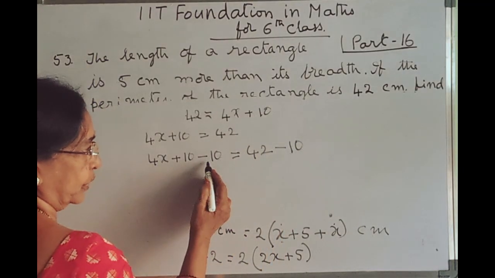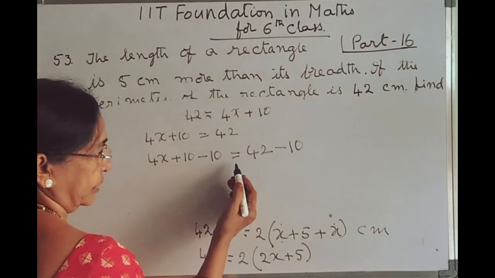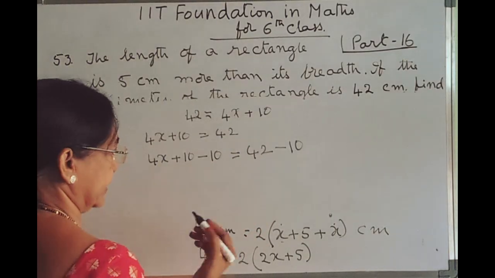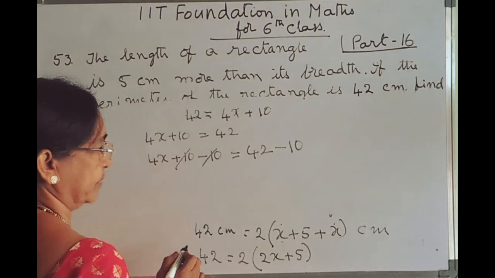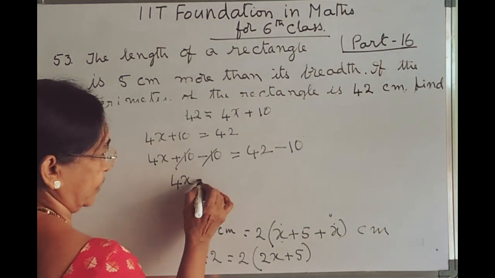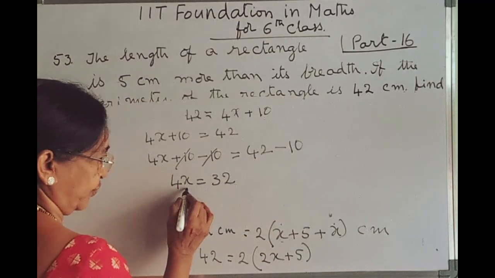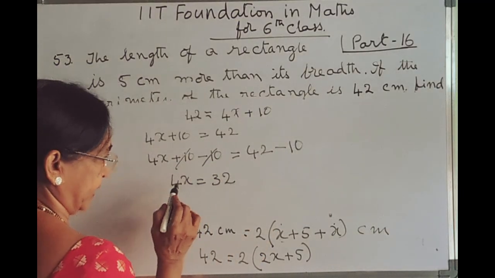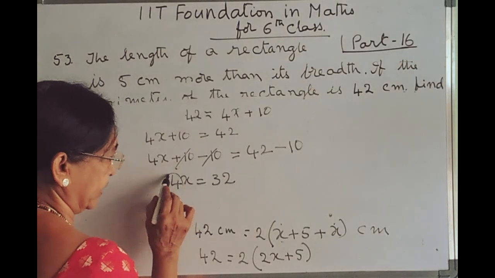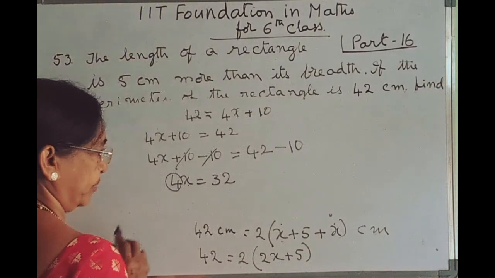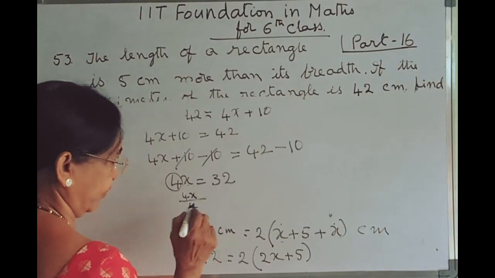So subtracting 10 from both the sides, the equality doesn't change. That is the rule of equality. So minus 10 plus 10 becomes 0. So 4x is equal to 42 minus 10, 32. Now this is 4x. We want x. So to isolate x, divide the left hand side by the coefficient of the variable, that is 4. So divide both sides by 4.